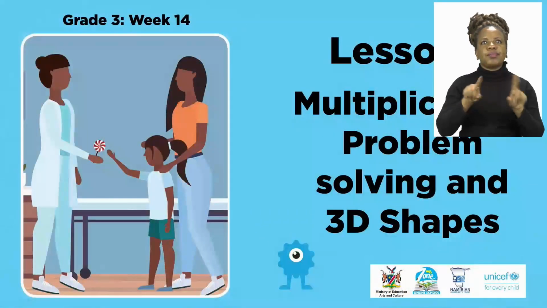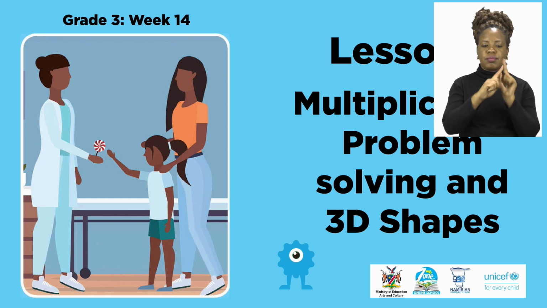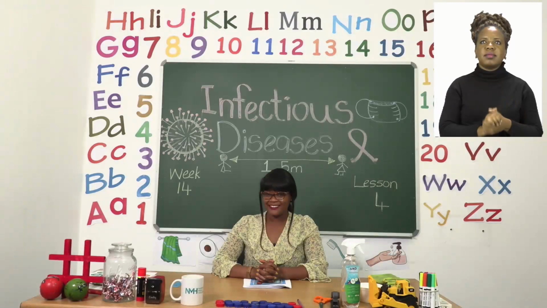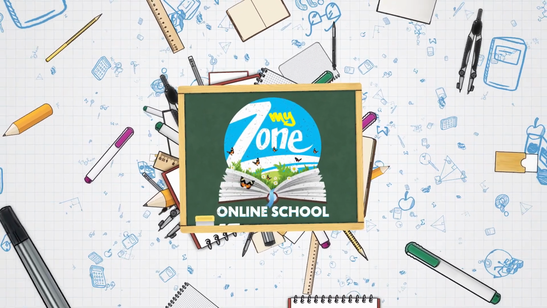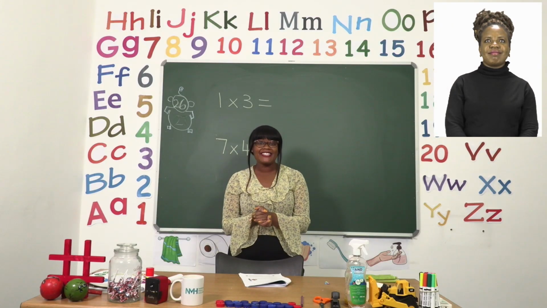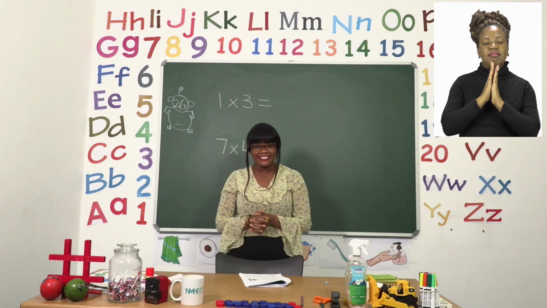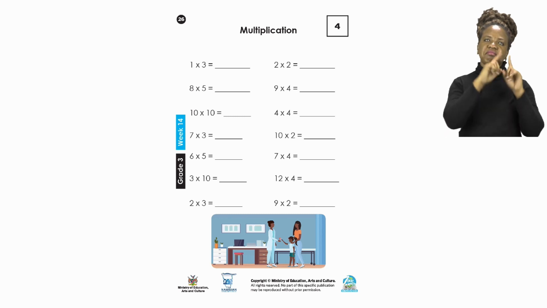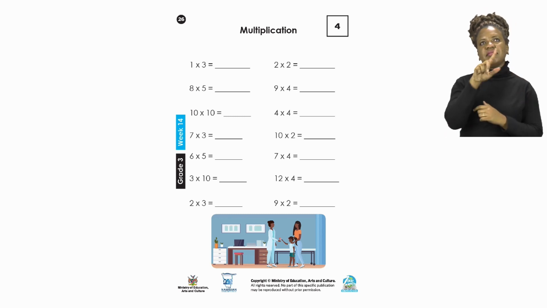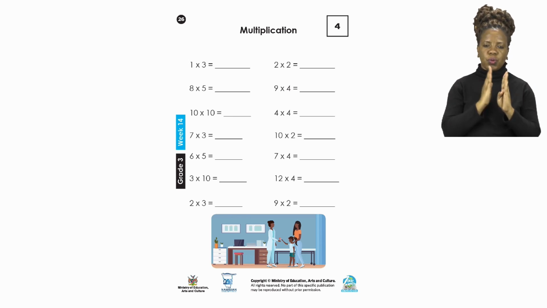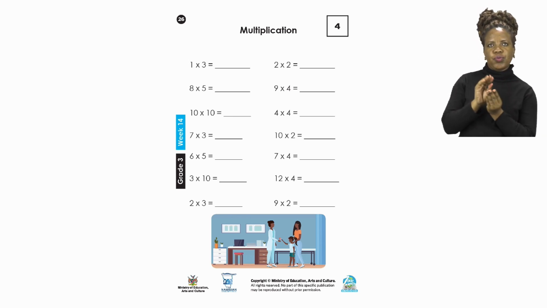For today's lesson, we will be talking about multiplication, problem solving, and 3D shapes. Let's start our activities today on page 26. On page 26, we are going to be doing multiplication. Now, multiplication can be so much fun because it is organizing things and then adding them up all together. Remember, multiplication is not that hard if you follow the instructions of the numbers.